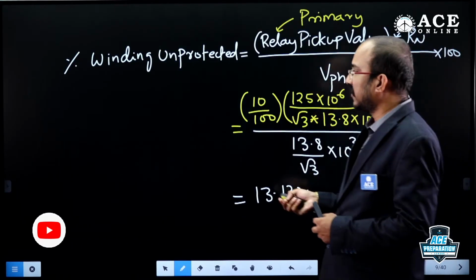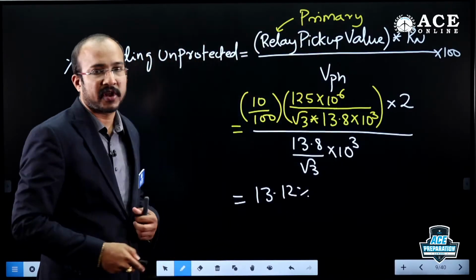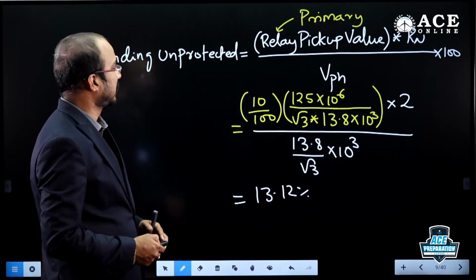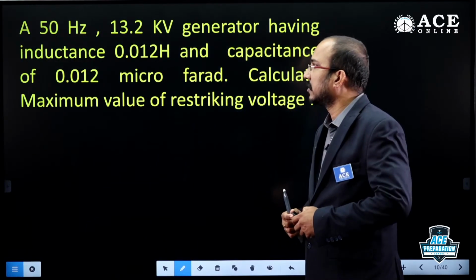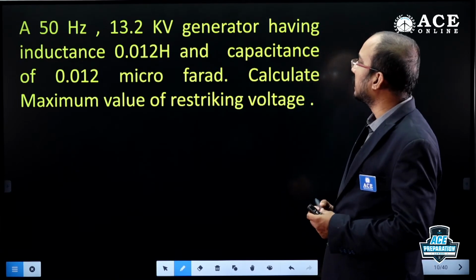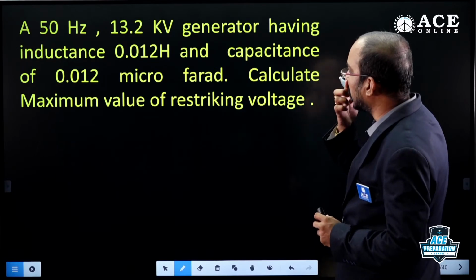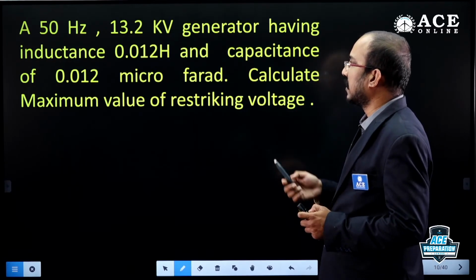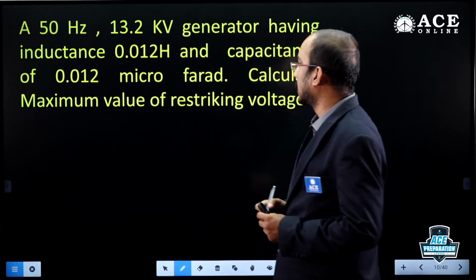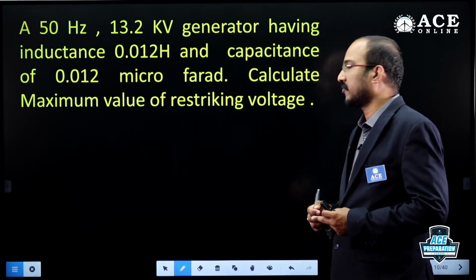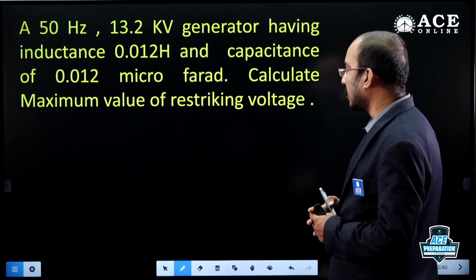In this relation, while you are using this, relay pickup value is to be calculated on the primary side, not on the secondary side. Now let us observe this question. A 50 Hertz, 13.2 kV generator has an inductance of 0.012 Henry and capacitance of 0.012 microfarad. Calculate the maximum value of restriking voltage.